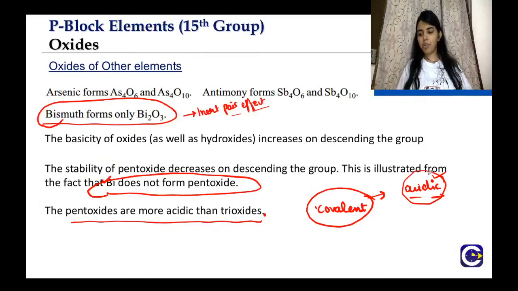So that's all for today. In the next session, we will be discussing, I guess, oxoacids. The structures of oxoacids are also very important. In today's lecture, the structures are very important from the examination point of view, so practice these structures, right?